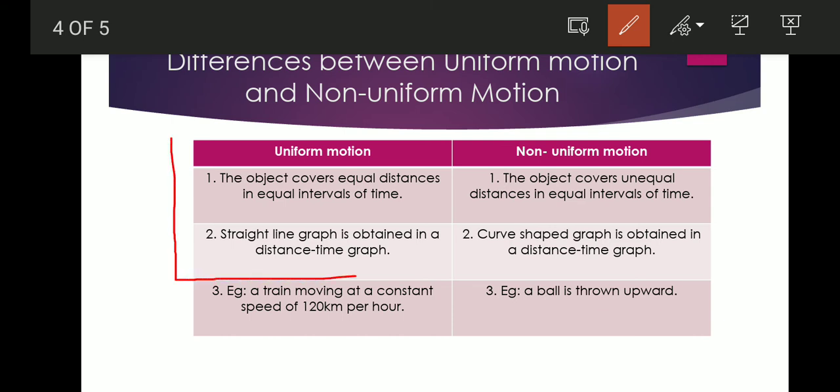Here we have the vertical line, which is called the y-axis, and the horizontal line, which is the x-axis. Let's say the horizontal line is time and the vertical line is distance. In case of uniform motion, this is the origin or the starting point. According to this statement, a straight line graph is obtained. In this case, the motion should be straight like this.